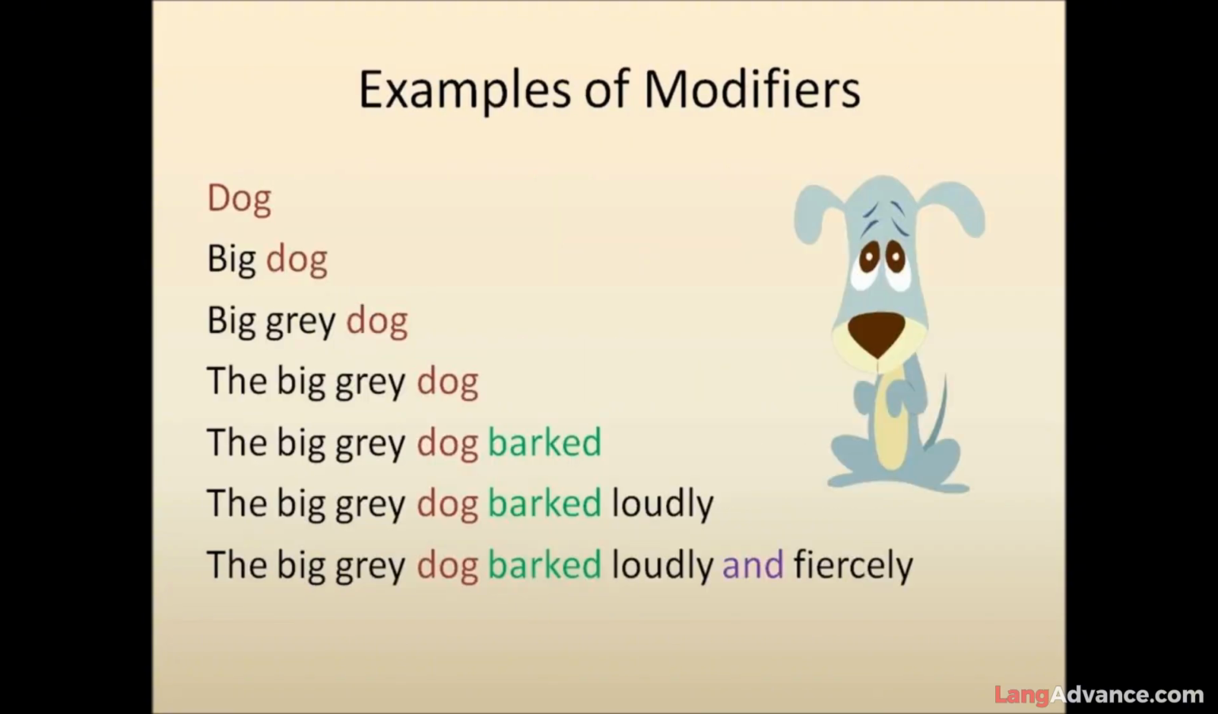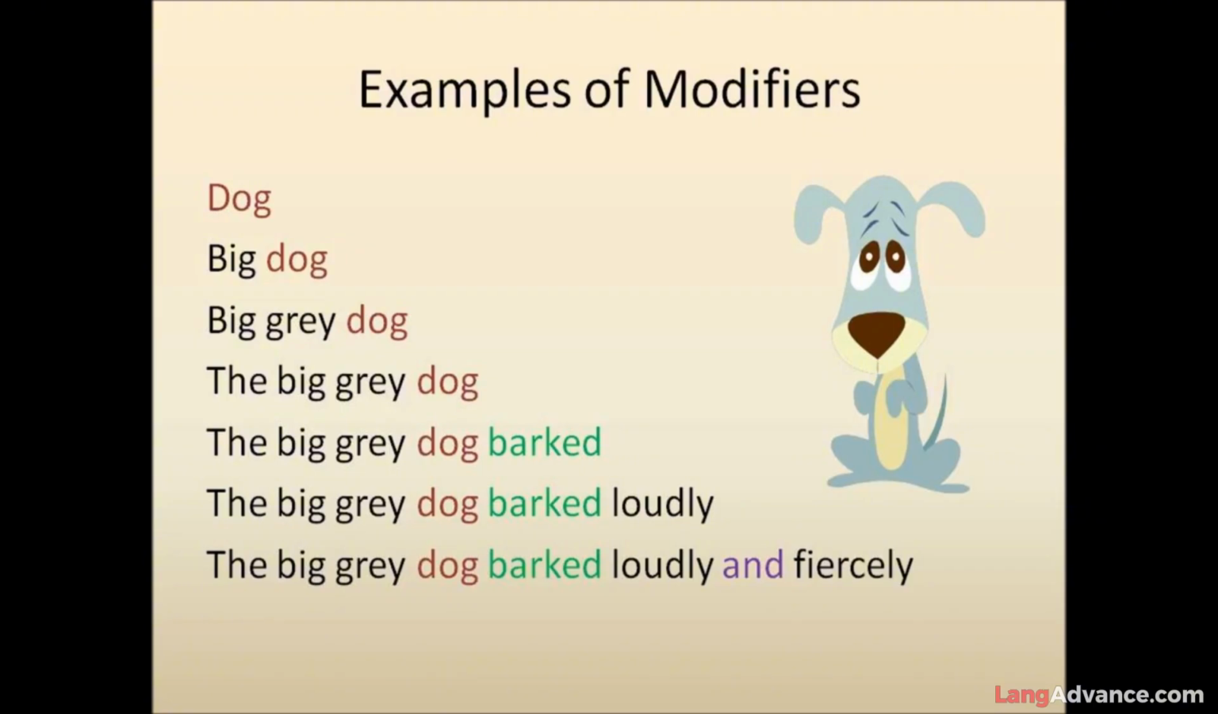So for example, we can start with one noun, dog. We can add to that by calling it a big dog. We could add to it again by calling it a big gray dog. We could add to it one more time by adding the article: the big gray dog. Then the dog needs to do something in order to form a sentence. So let's have the dog bark. The big gray dog barked.